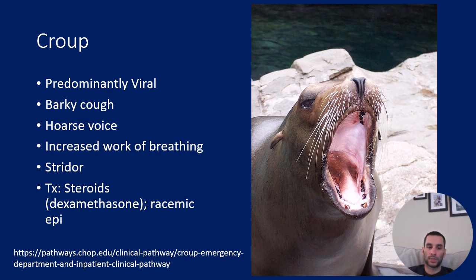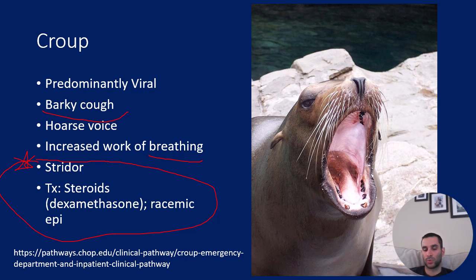Now, what about croup? So we talked about stridor before. We talked about racemic epi and steroids. This is the case where those two interventions are really going to help you the most. And this is that seal bark cough. Mostly viral etiologies. And again, you can see that respiratory distress, and this gets better typically with racemic epinephrine, that's the nebulized one, and steroids.